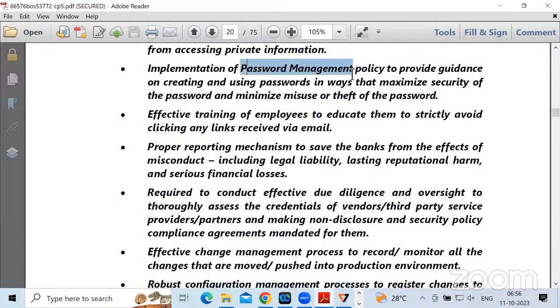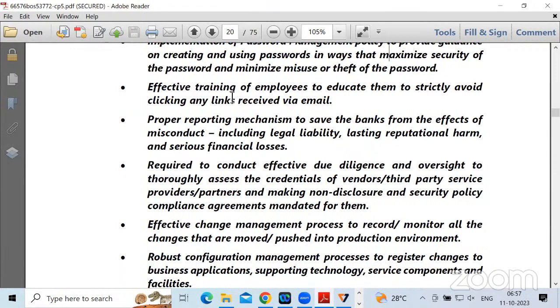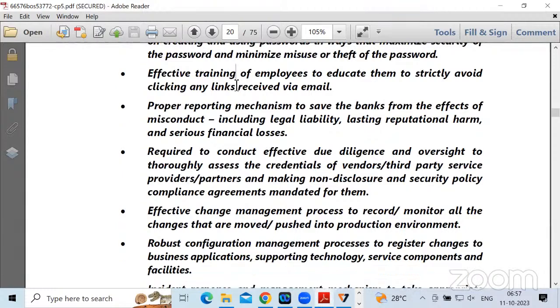Then implementation of password management policy like 8 characters, maximum security, special characters, changing a password every fortnight, etc.